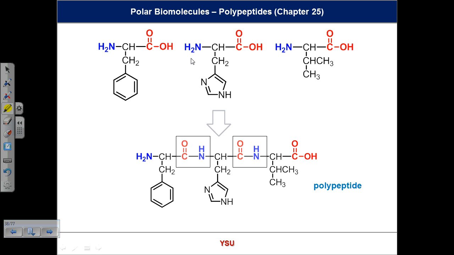You could imagine taking three amino acids like this, with whatever R group we have attached, and we have an amino group at the end which is nucleophilic. We have a carbonyl at this end, which is electrophilic. And you can knit these things together. What's the byproduct if you do that? Water. It's a condensation process through nucleophilic acyl substitution.